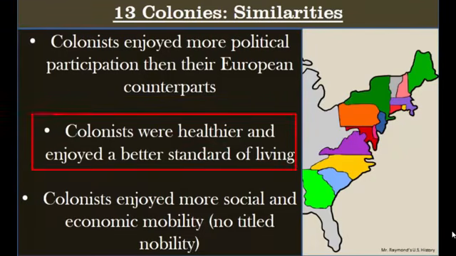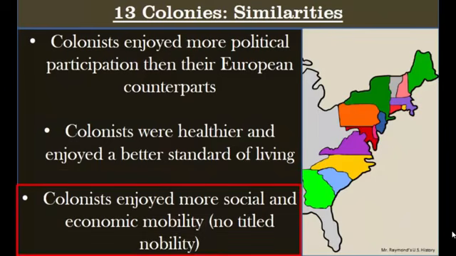Colonists were healthier and enjoyed a better standard of living than the average European. Colonists enjoyed more social and economic mobility with no hereditary nobility or rigid class structure such as there was in England and Europe. We see the beginnings of that idea of the quote-unquote American dream starting during the time of the 13 colonies. And that's where we'll pick up next time.